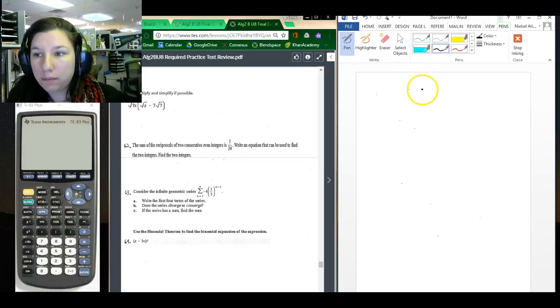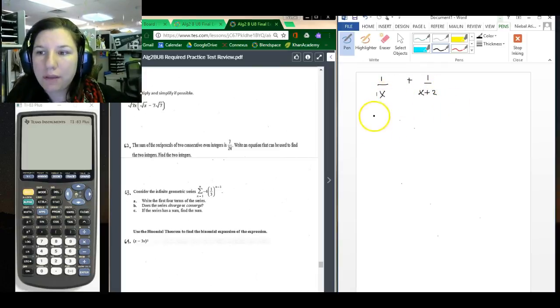So the sum, so we're adding. Let me make this small actually, it's going to have a lot of work for this one. So the sum, we're adding. Reciprocals is 1 over the number, right? They're consecutive even integers. So I don't know what the first integer is, so I'm going to put an x, but consecutive means the next number. So the next even number is going to be where I started plus 2 more.